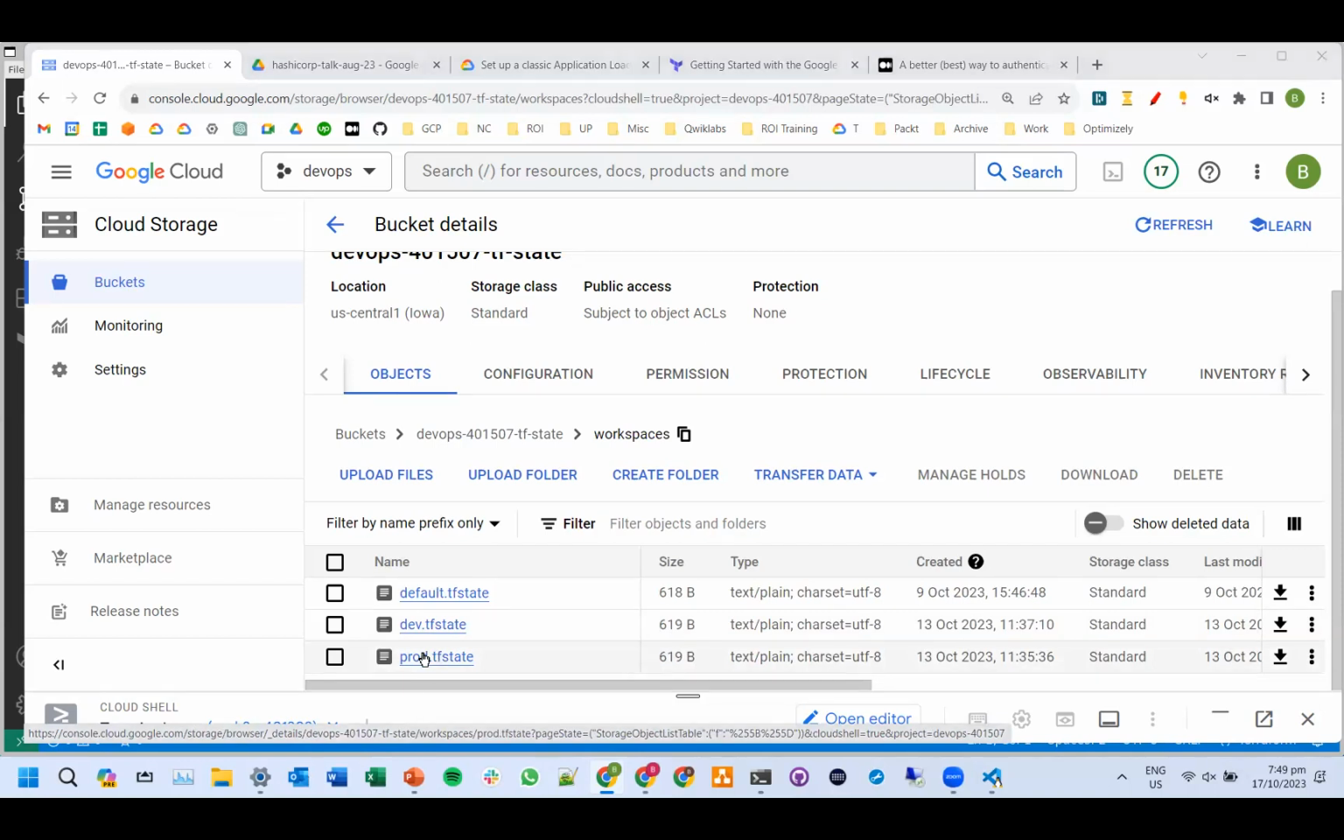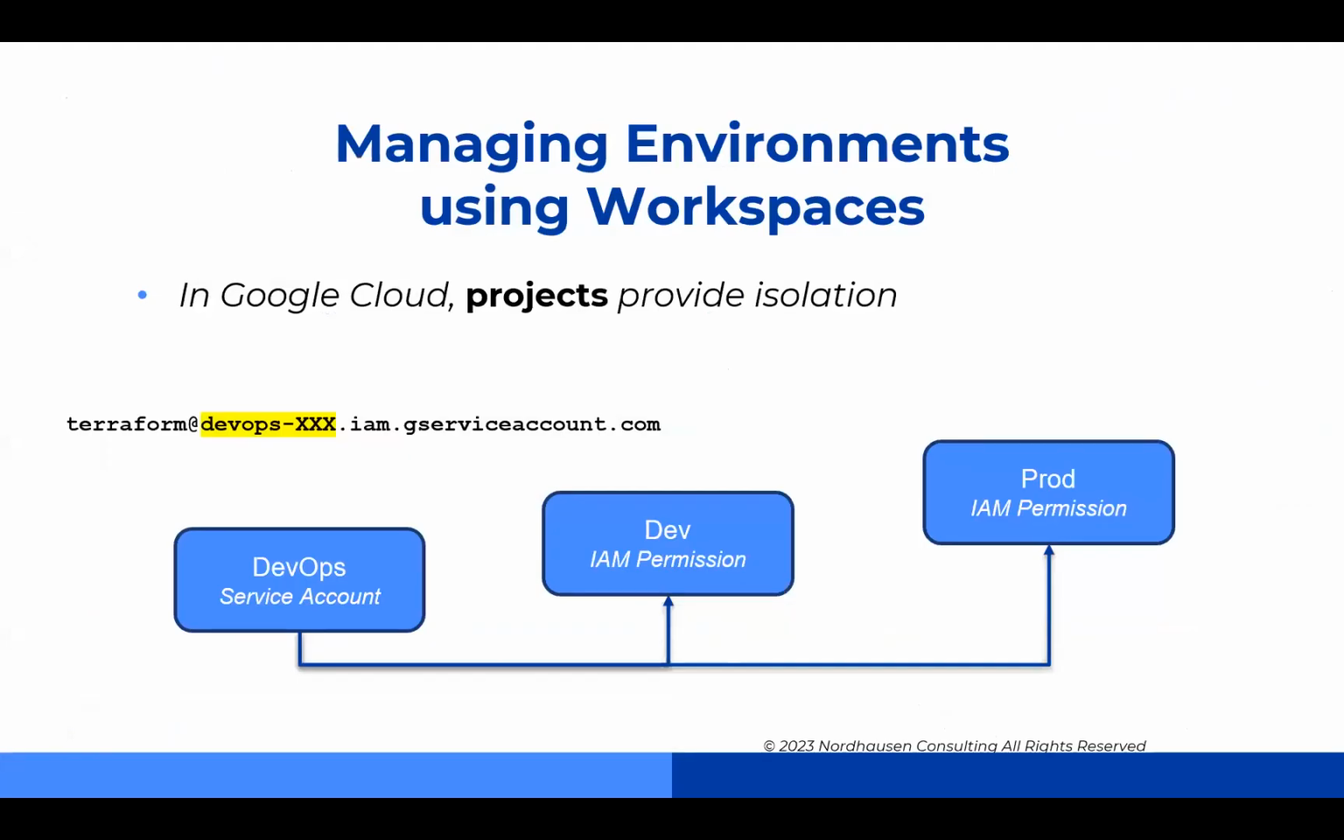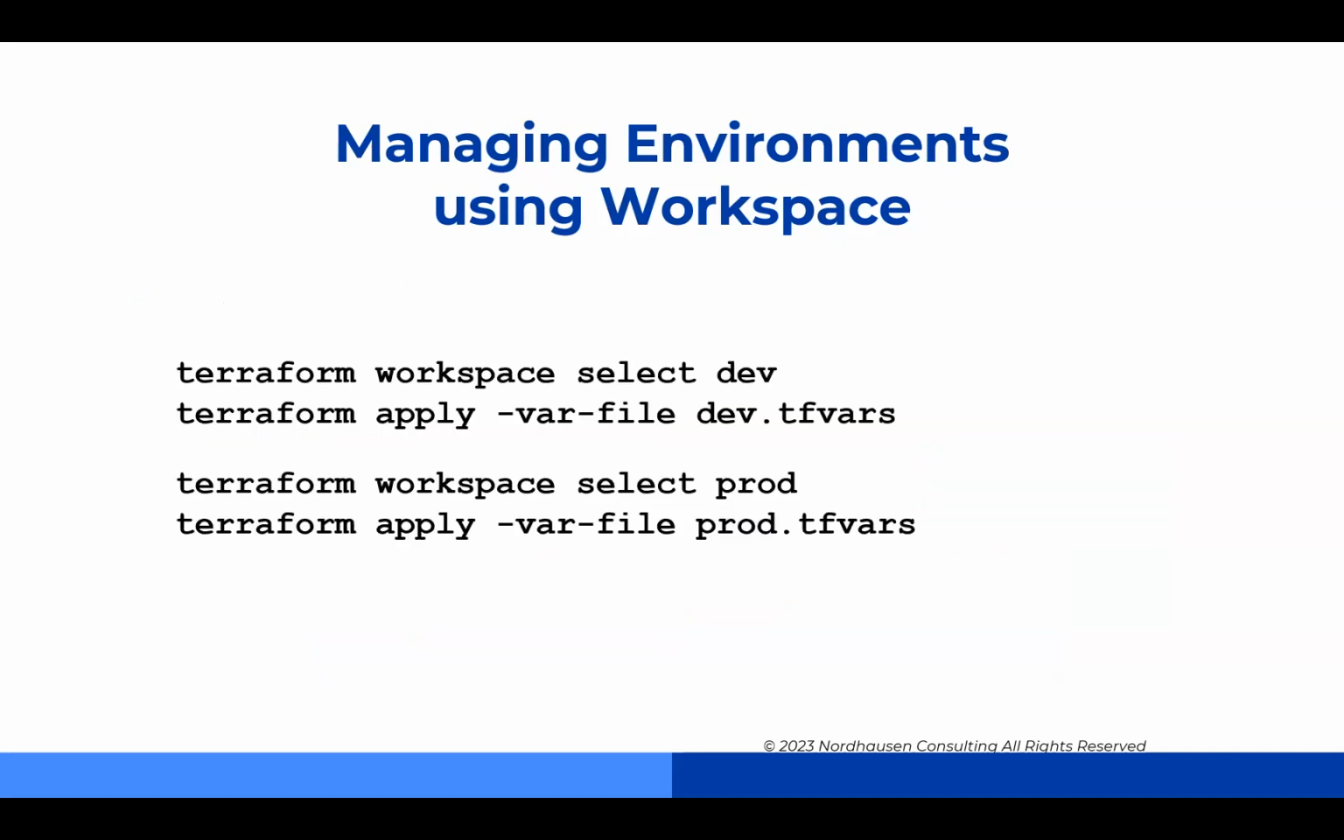So while in general HashiCorp is correct, Terraform says the workspaces in Terraform do not provide that isolation, in Google Cloud with projects, you can do that. So this is how you would do it. You do terraform workspace select dev. That gets me into the workspace. Then I do apply of that var file.